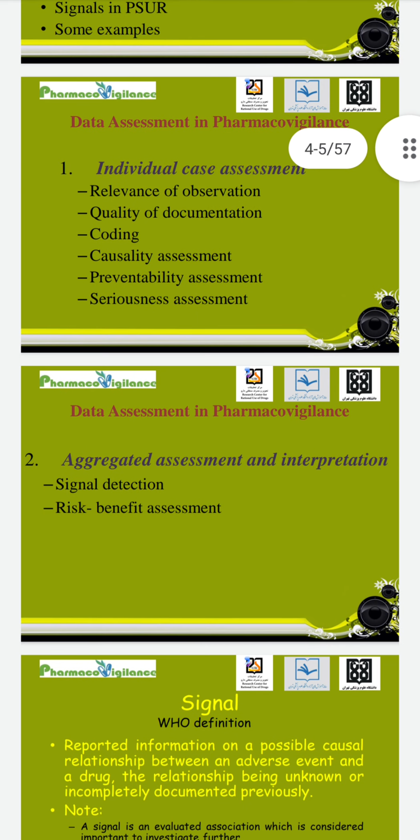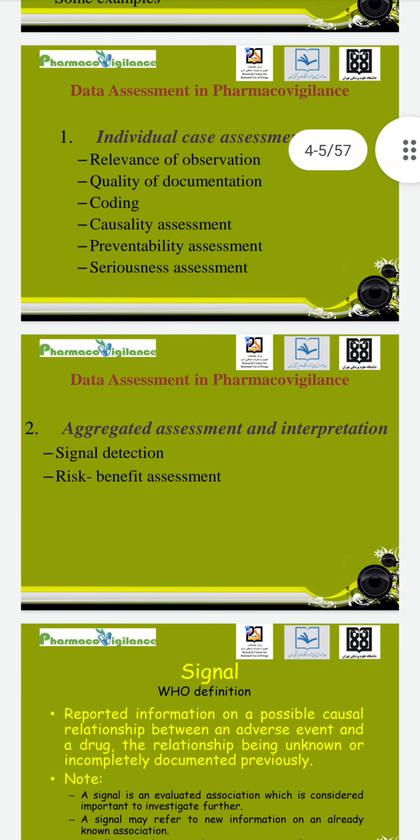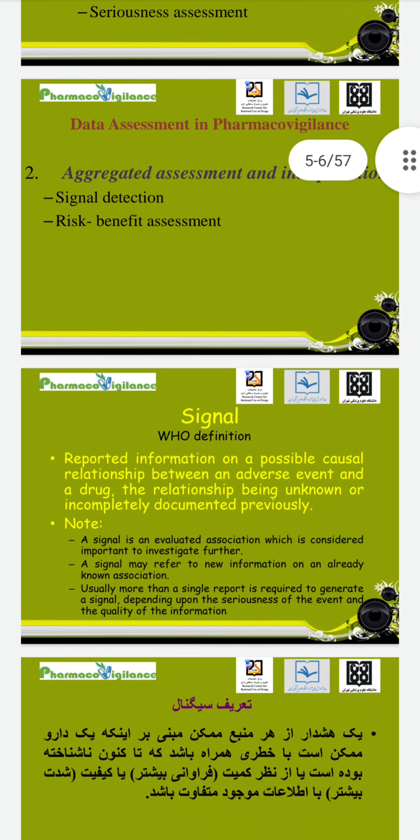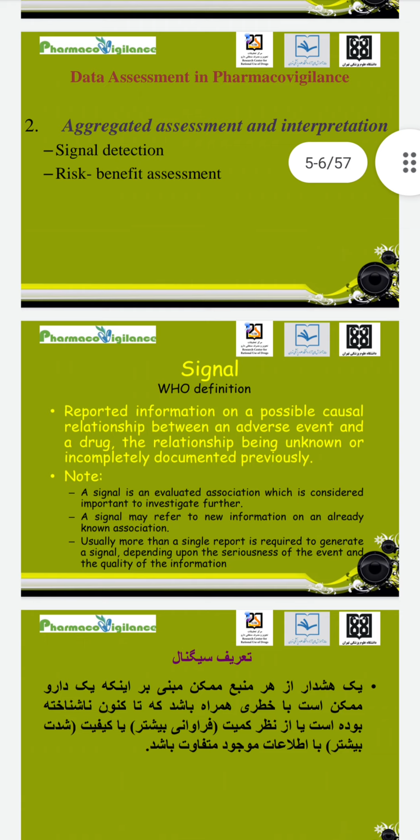Data assessment in pharmacovigilance number 2 is aggregated assessment and interpretation. In this case, we should do the signal detection and the risk-benefit assessments. For the signal, the WHO definition is reported information on a possible causal relationship between an adverse event and a drug, the relationship being unknown or incompletely documented previously.